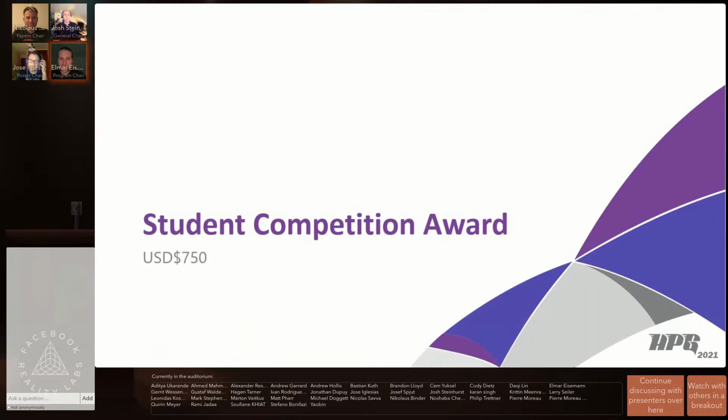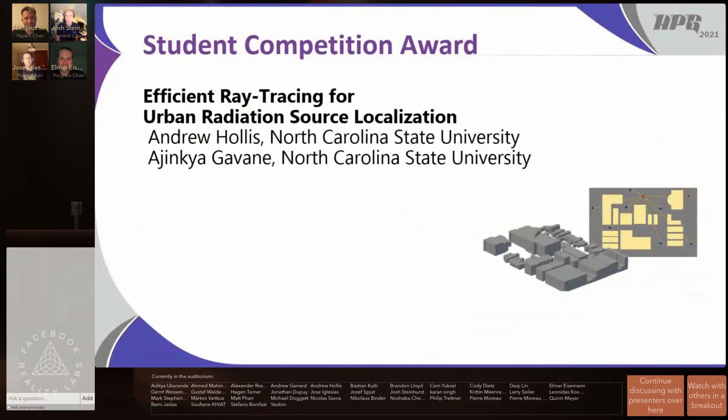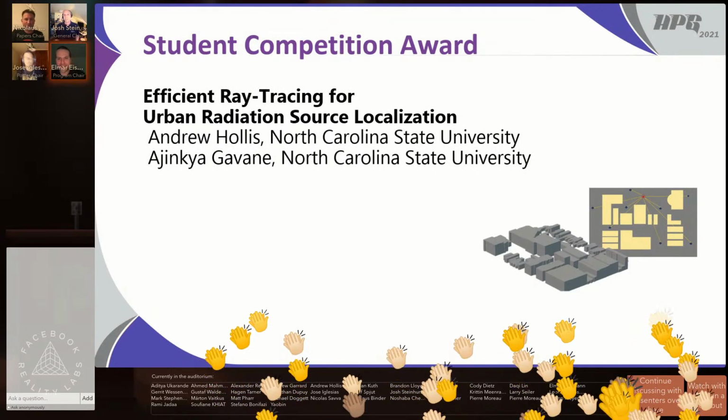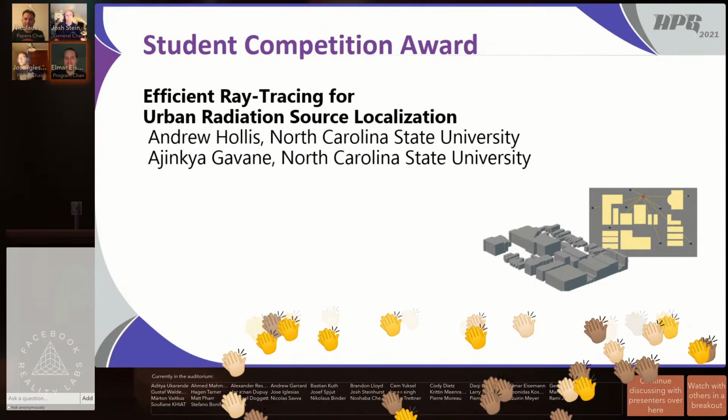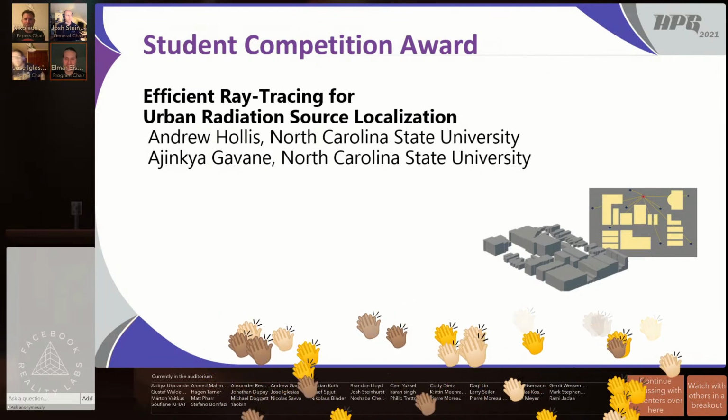So next up is then the Student Competition Award. This is a prize money of $750 that will be handed out to Efficient Ray Tracing for Urban Radiation Source Localization, Andrew Hollis and Ajinkya Gavane. Congratulations.